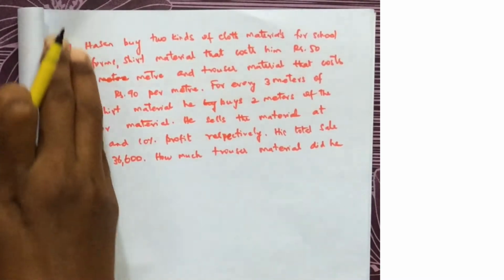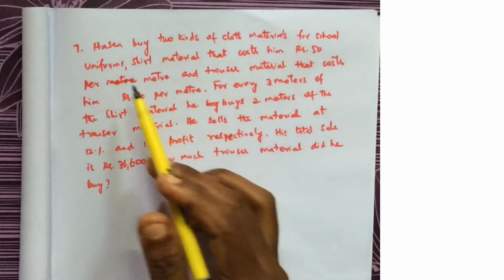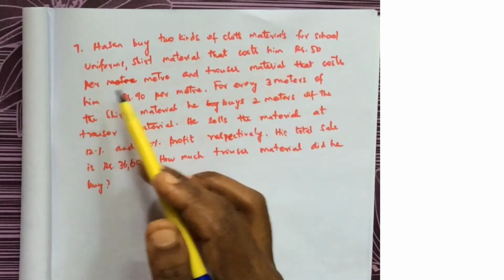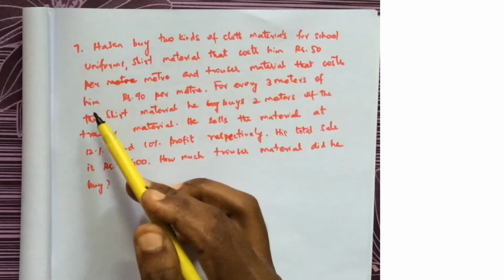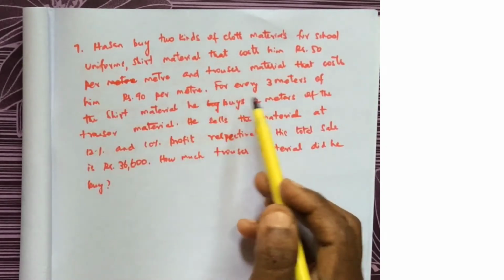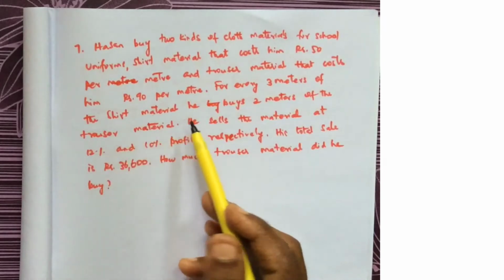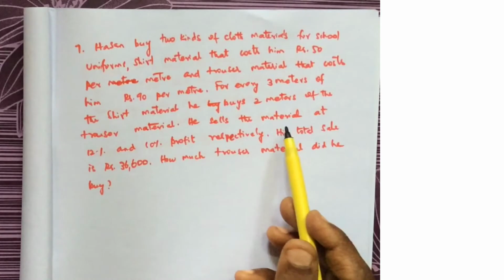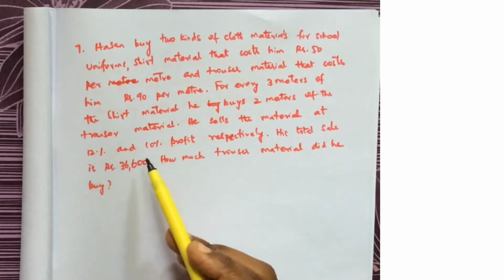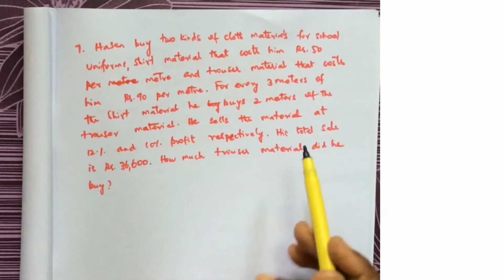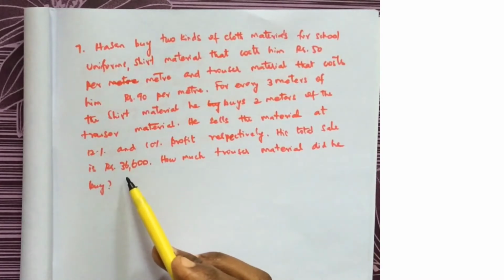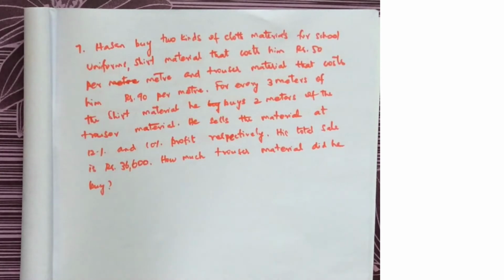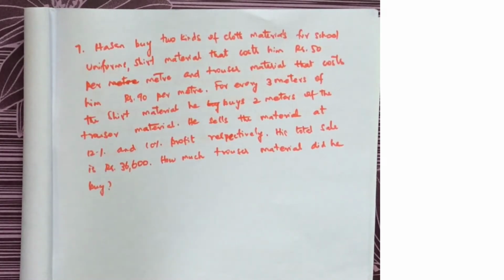Hassan buys two kinds of cloth material for school uniform: shirt material that costs him rupees 50 per meter and trouser material that costs him rupees 90 per meter. For every 3 meters of the shirt material, he buys 2 meters of the trouser material. He sells the material at 12% and 10% profit respectively. His total sale is rupees 36,600. How much trouser material did he buy? Okay, we will start doing it.